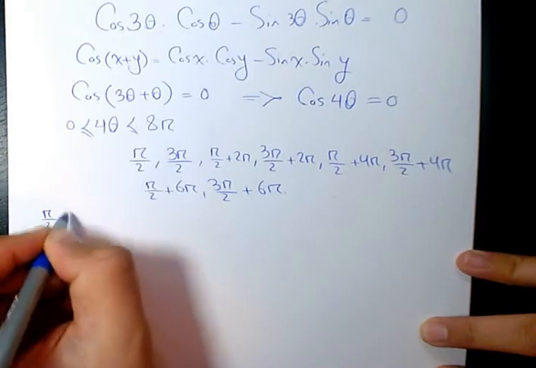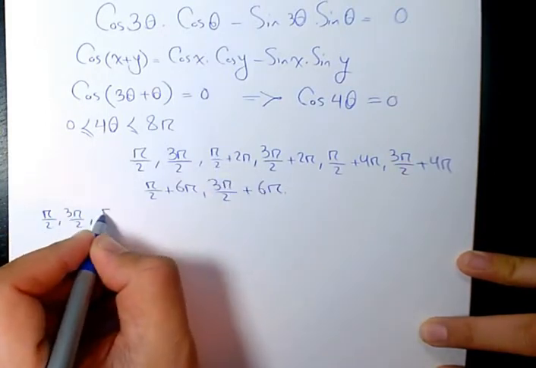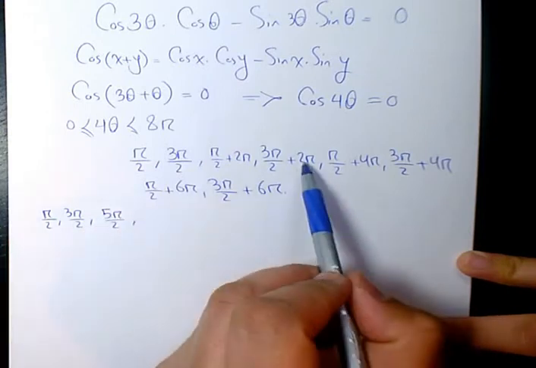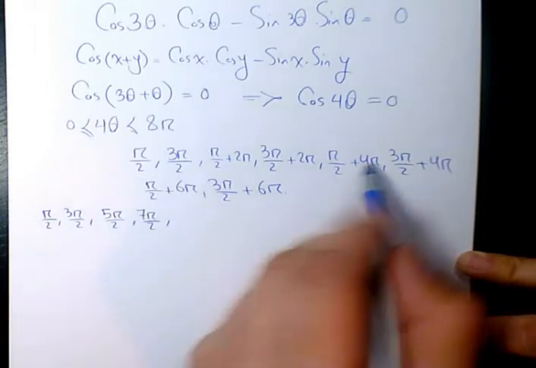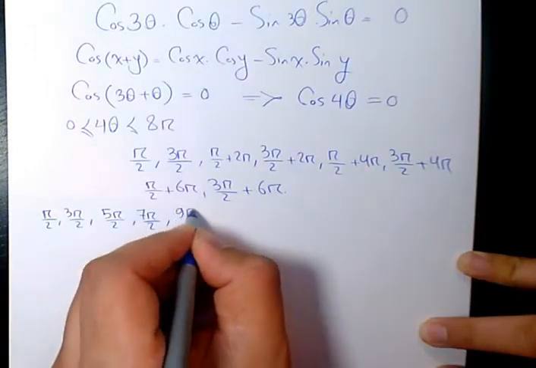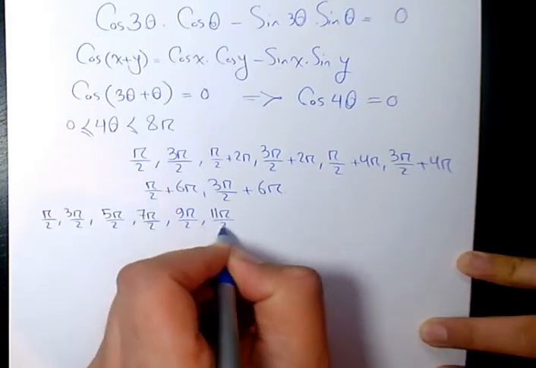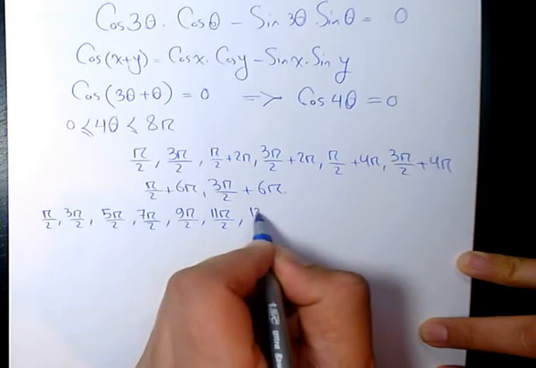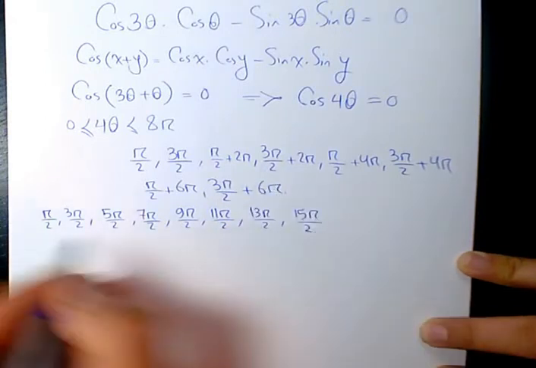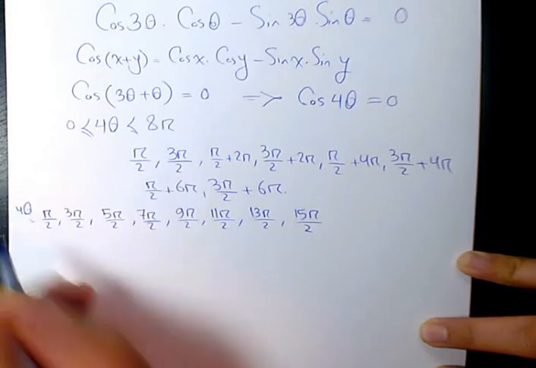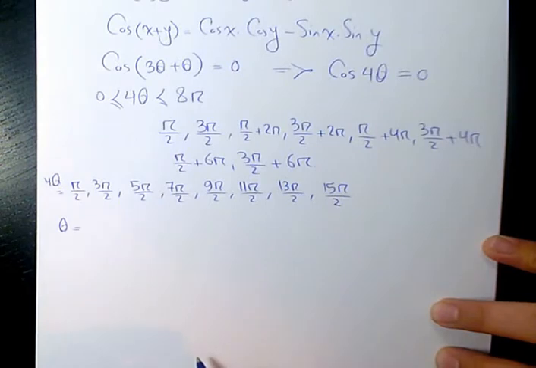Pi over 2, 3 pi over 2. Pi over 2 plus 2 pi is going to be 5 pi over 2. That's going to be 7 pi over 2. And here we have 9 pi over 2. Here we have 11 pi over 2, 13 pi over 2, and here we have 15 pi over 2. So these are the answers for 4 theta, but we need to find out the values of theta.